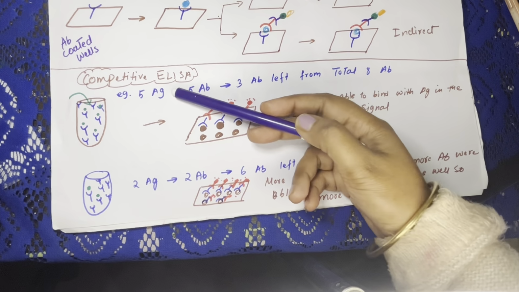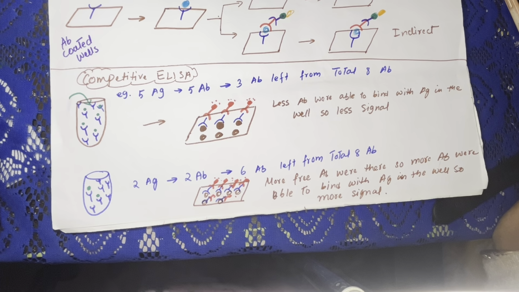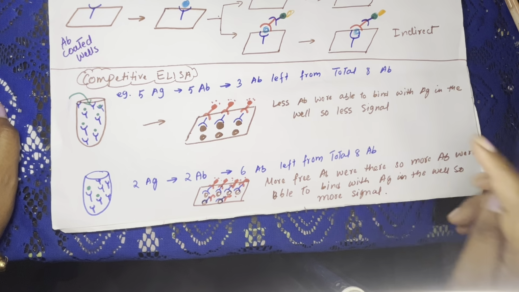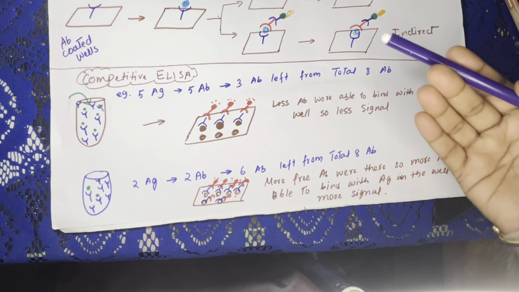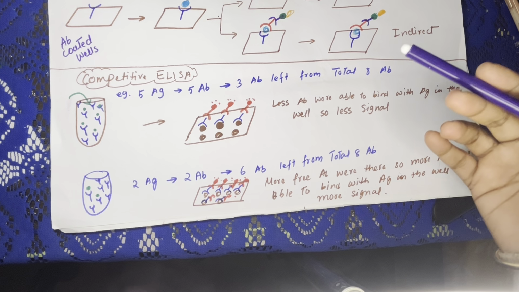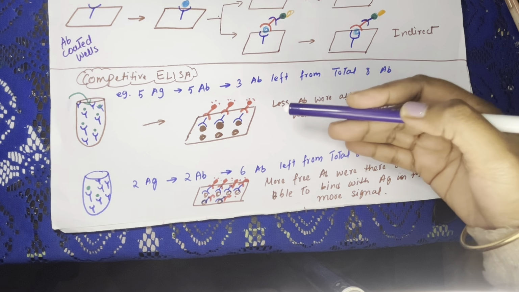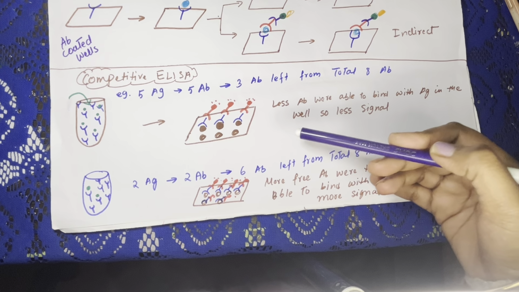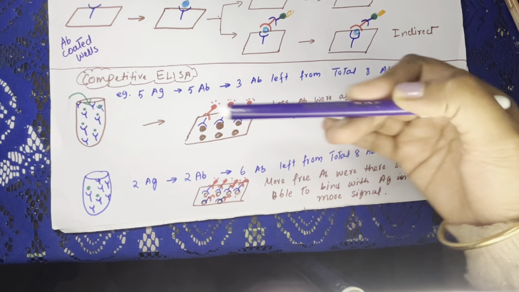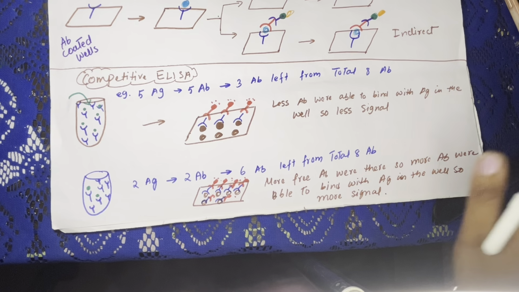Last one is your competitive ELISA. What happens in competitive ELISA? Here, the conclusion is that if the chromogenic substrate is showing us less color, that means the infection is more in the blood sample or in the body. If the signal is more, then the infection is less. If the signal is less, then the infection is more.